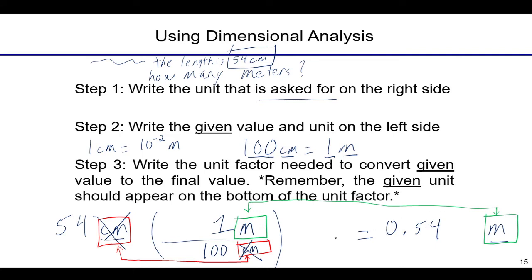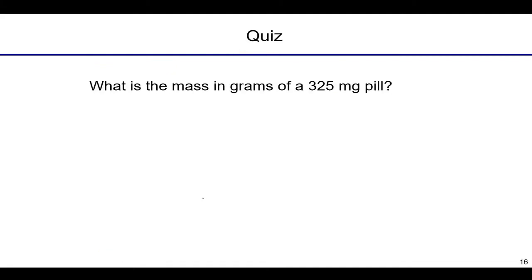Just 2 sig figs because these unit factors for metric to metric don't affect sig figs. So there's 2 sig figs here. My final answer should have 2 significant figures, and it does. Okay, so that's one example of this dimensional analysis we're talking about. Let's look at one more.